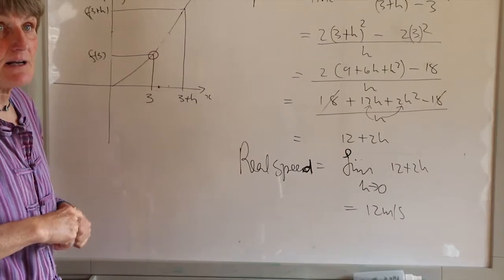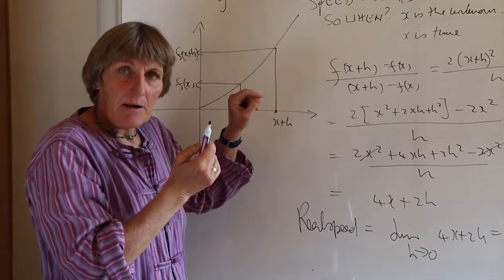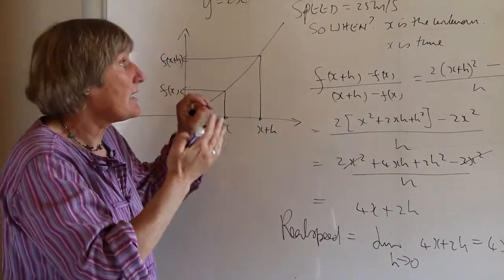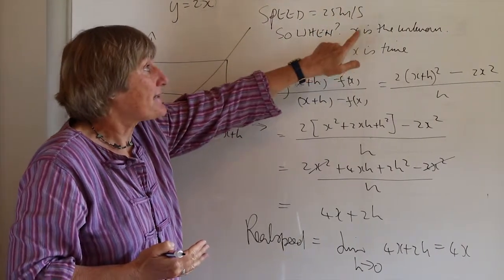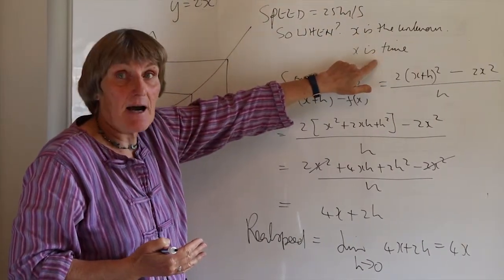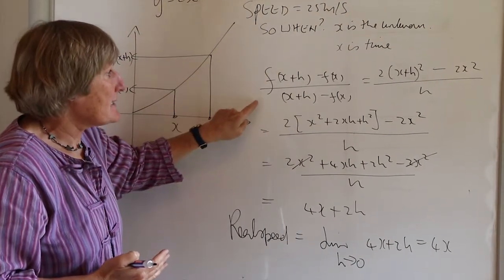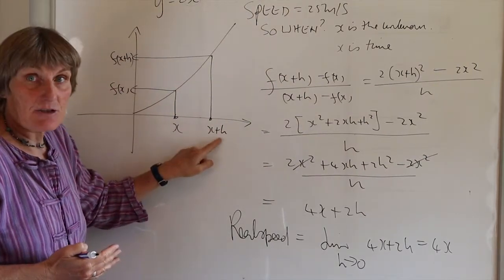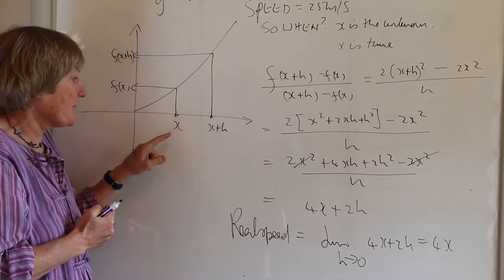And now we're very close to what we want to do. So we've looked at the speed at 3 now, and it wasn't going fast enough. So let's look, what is our problem? We want to know x. X is the unknown, x is the time. So let's say the distance and the time is at x and at x plus h. And then we can find out what is x. We can always find out what is our unknown.